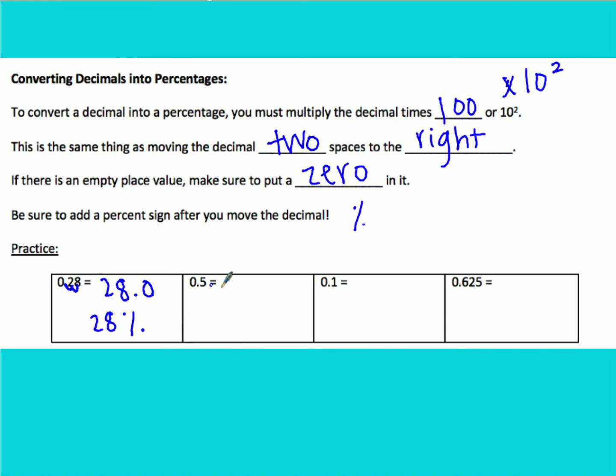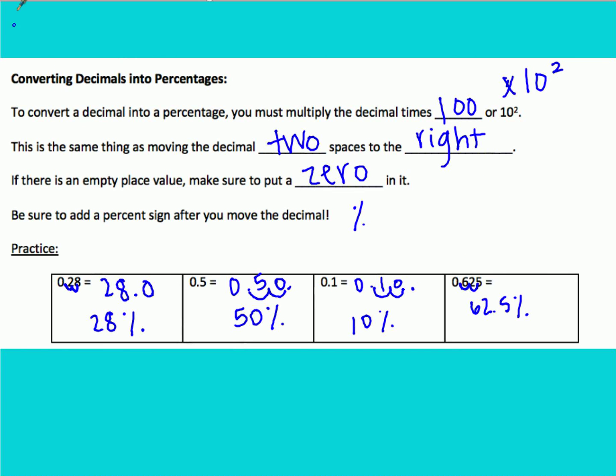In our next example, we have 0.5, and then we're going to move it 2 spaces to the right. We fill in that empty place value, and that made the number 50, so 50%. 0.1, we move the decimal 2 spaces to the right. We make the number 10, and that means we have 10%. In this last one, we move our decimal 2 spaces to the right again, and that makes 62.5, and we add our percent sign.